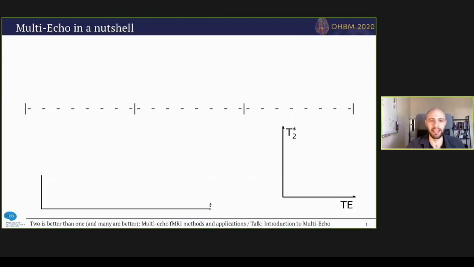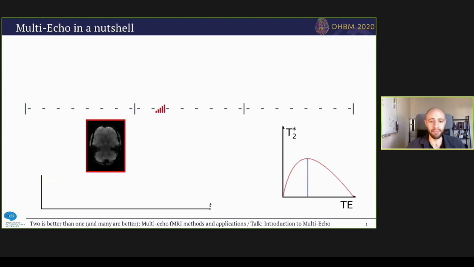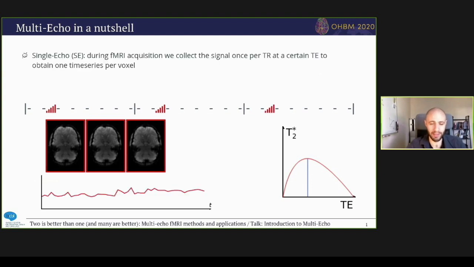When we think about our standard fMRI acquisition, we normally have a repetition time, a TR, that starts with an excitation pulse. After which, after the echo time, we sample the space. If we do it at once, we get a 3D volume. And if we do it multiple times, once per TR, we get a time series for each one of our voxels. Now, this echo time is set so that the sampling happens at the peak of the signal decay. And that is important because we're basically getting the best signal we can get.